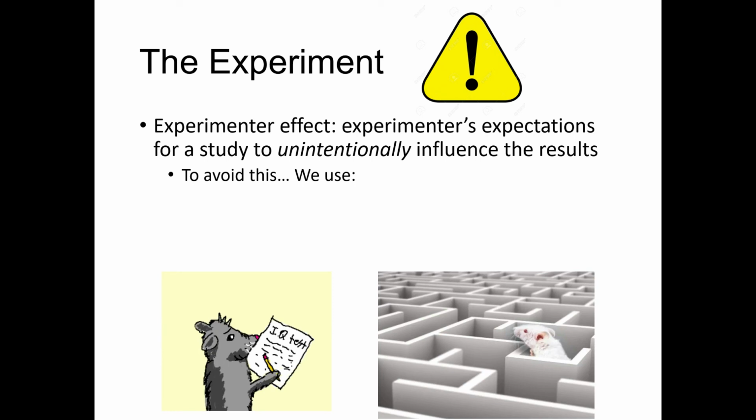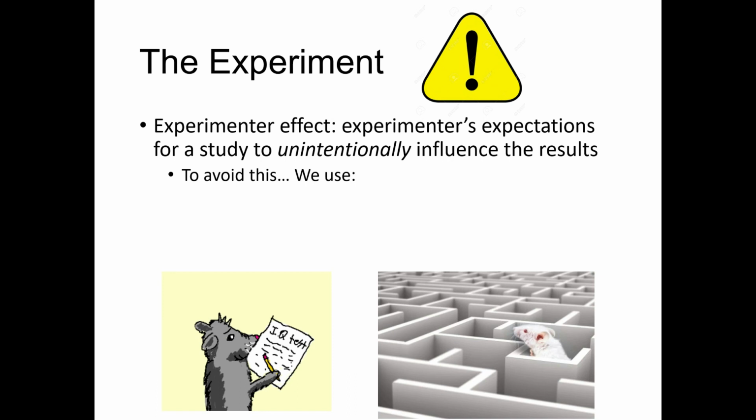Another effect we want to avoid is the experimenter effect. Unlike the placebo effect, which is initiated from the participants, the experimenter effect comes from the experimenter's expectation for a study unintentionally influencing the results. Obviously, this should be unintentional, because if a researcher intentionally attempted to influence the result, then that is probably cheating and will be penalized by the affiliated institution. So hopefully there's no researcher who's trying to intentionally influence the results.